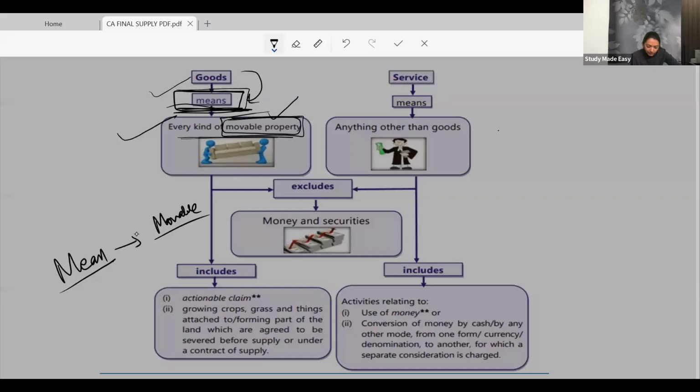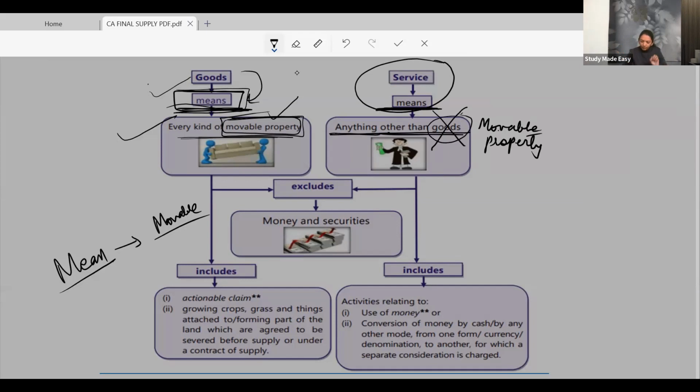Here it has been written, service means anything. Again, it is an exclusive definition. Service is also an exclusive definition. It is saying service means anything other than goods. Instead of goods, for the time being, for the purpose of explanation, I am writing movable property.